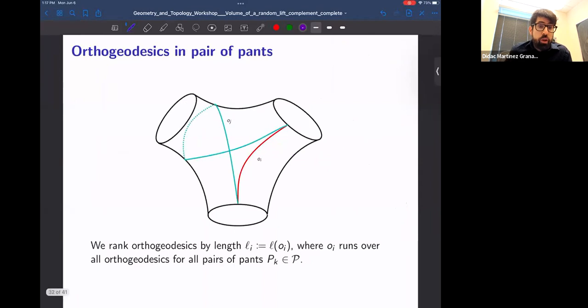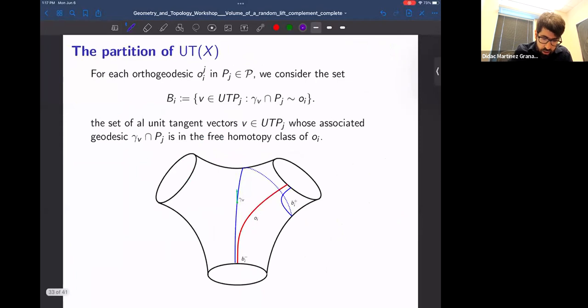And how do we do that? We do that by ranking the orthogeodesics in the pair of pants decomposition. So we rank them by length, by hyperbolic length. So we get a list of all orthogeodesics in every pair of pants, ordered by length. And then we construct a partition of the unit tangent bundle as follows.